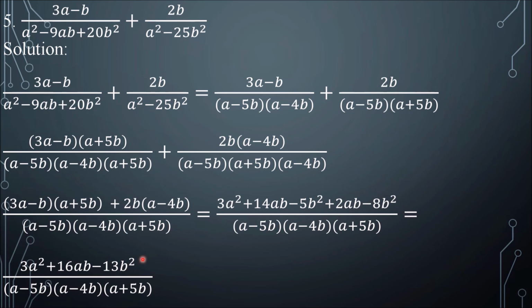Simplifying this, we have 3a squared. 14ab can be combined with 2ab, so that will be 16ab. And then minus 5b squared, and then minus 8b squared, that will be simplified into minus 13b squared, or negative 13b squared. After that, plug in the denominator, and that will be your final answer.